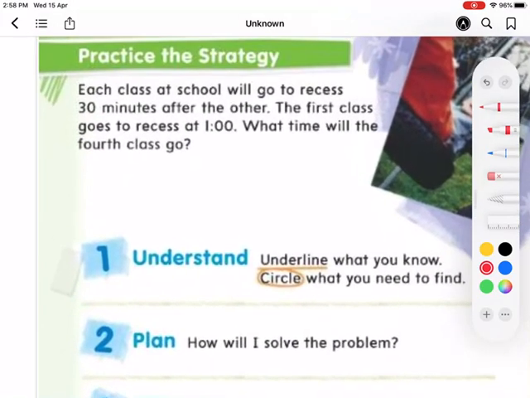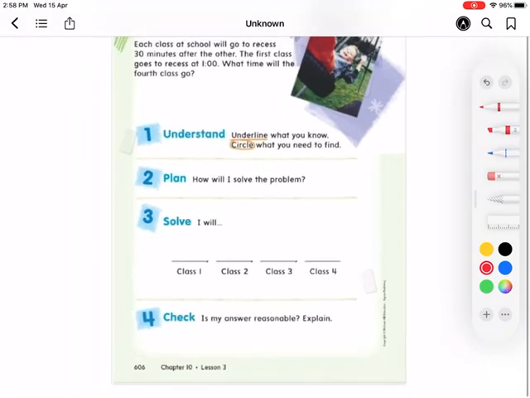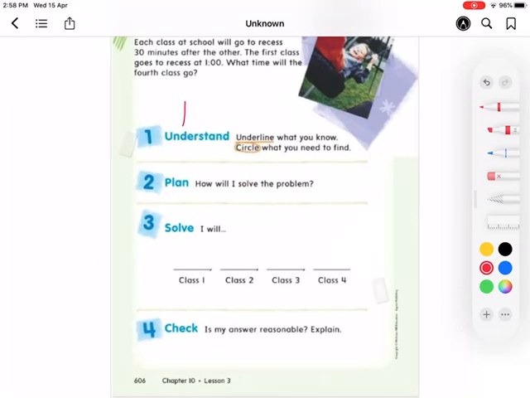Let me read. Each class at school will go to recess 30 minutes after the other. The first class goes to recess at 1 o'clock. What time will the fourth class go? First, let us select the highlighter. So 30 minutes after. Can you see?